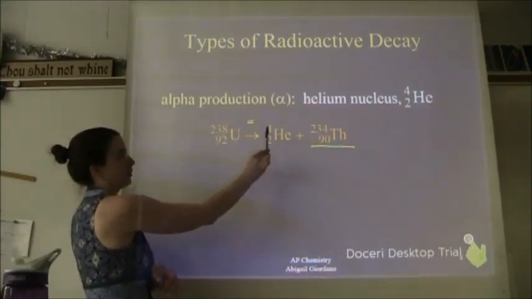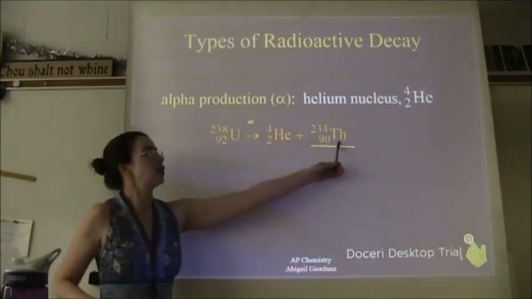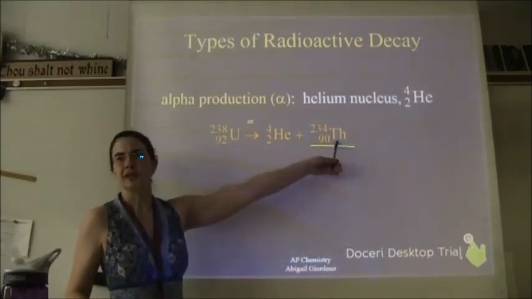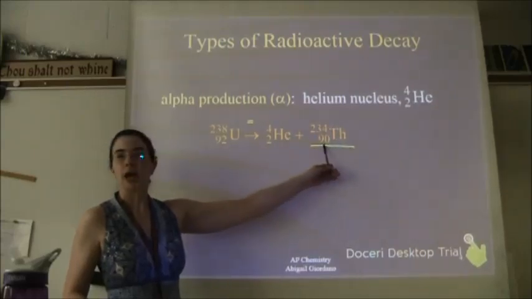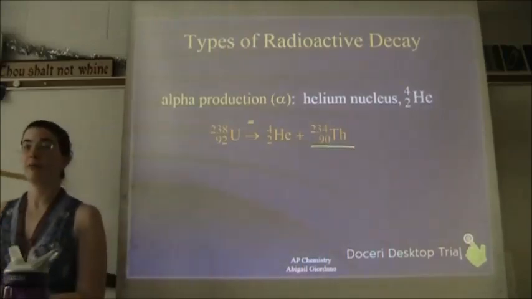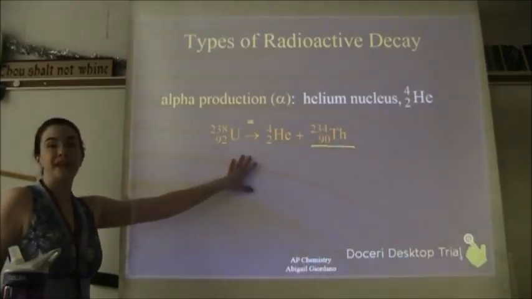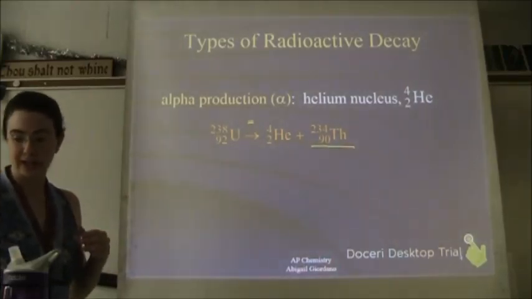238 equals 4 plus what? 234. How do you know what element symbol to fill in there? Yeah, the atomic number. Element number 90 is thorium. And that's all you have to do, just fill in the blank. So alpha decay is one type of radioactive decay.